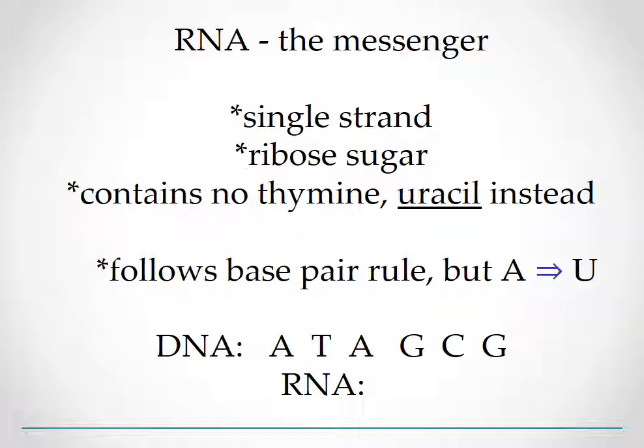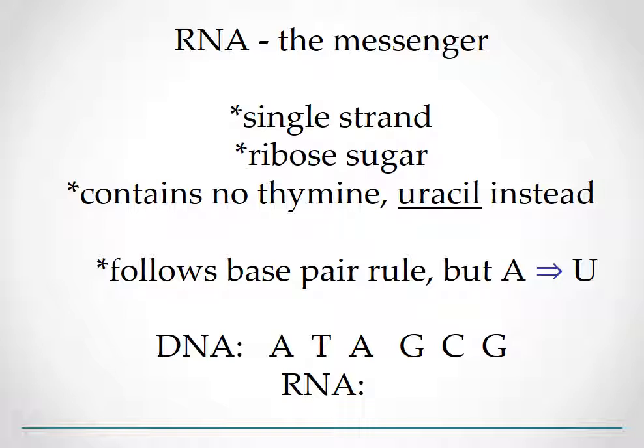Some differences between RNA and DNA: RNA is single-stranded. It has a ribose sugar. It does not have thymine, so there are no T's. But there is a new base called uracil. It follows the exact same base pair rules, but instead there's no T.